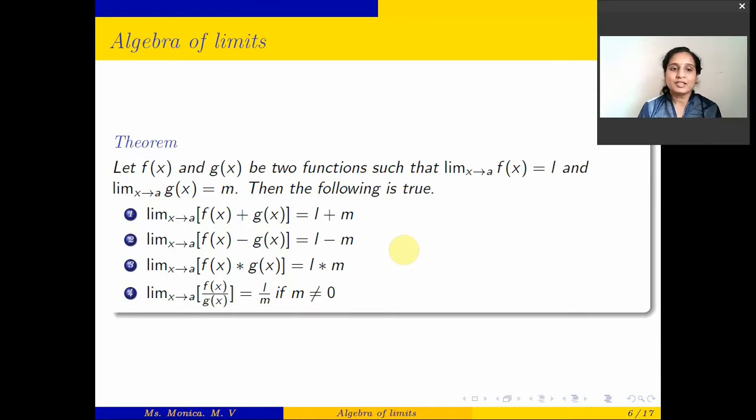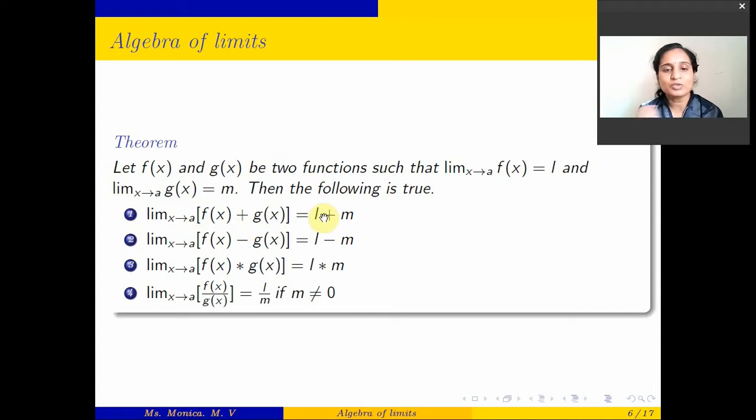Suppose we are given two functions f of x and g of x whose limits at the point a we already know. Limit x tending to a, f of x is equal to L, and limit x tending to a, g of x is equal to M. This is already known to us. Then the following is true. Suppose I am taking f of x plus g of x. This is the new function and I want to find the limit at x tending to a.